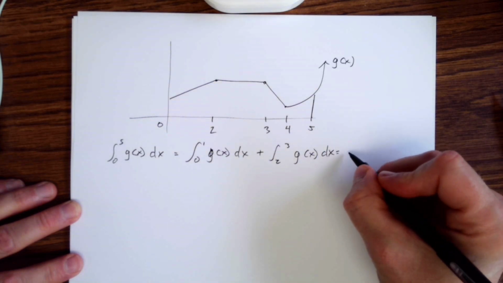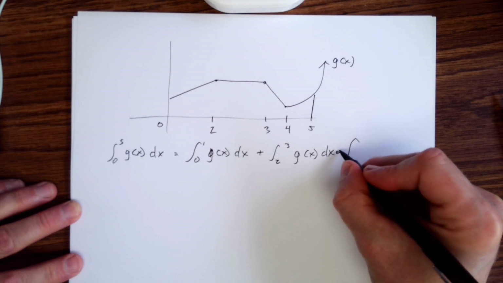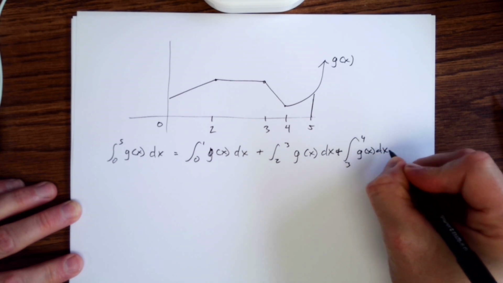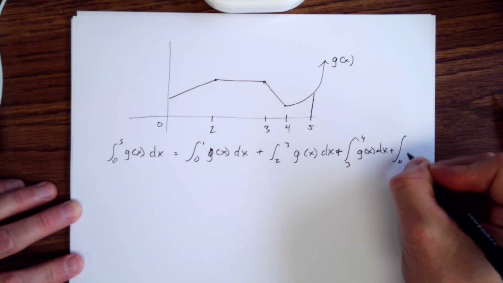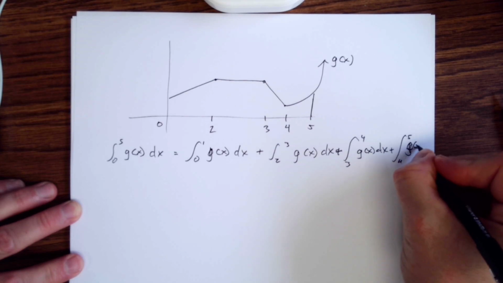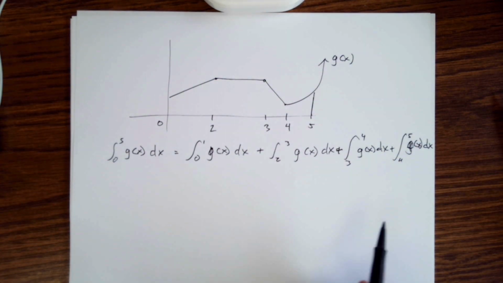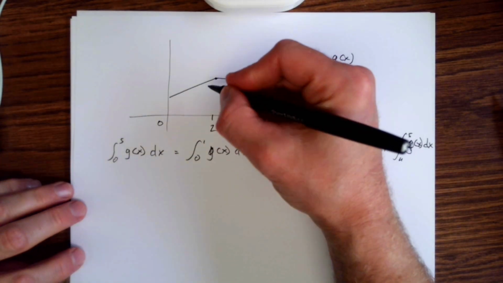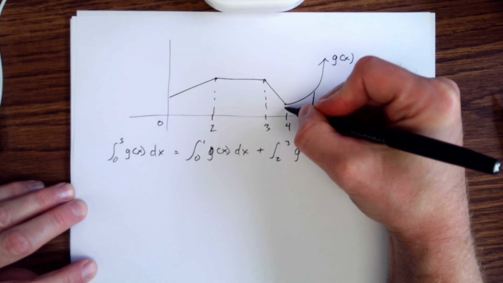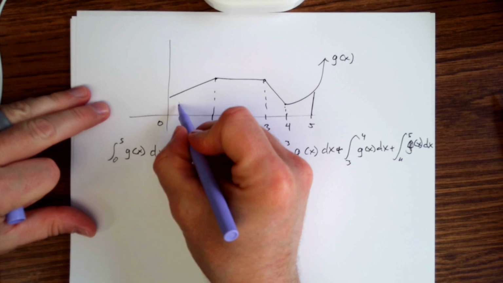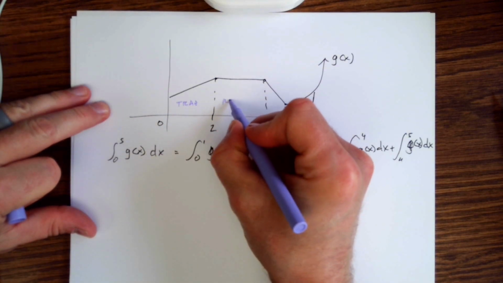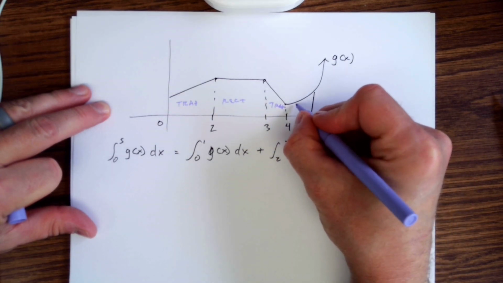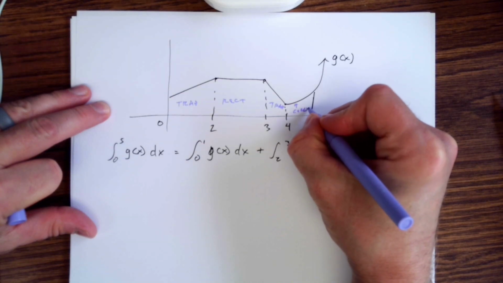And then I can go from 3 to 4, and then I can go from 4 to 5. Now I'm breaking it up in those pieces because this splits up across these fault lines, if you will. This piece right here looks like a trapezoid. This looks like a rectangle to me. Here's another trapezoid. And this is defined by a curve. So that'd be our curve section, if you will.